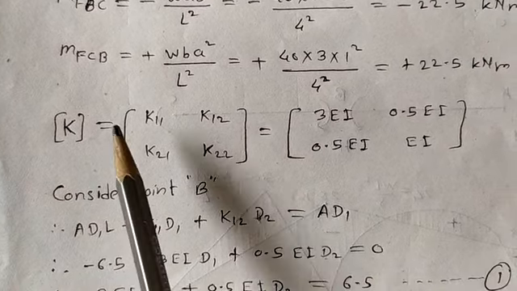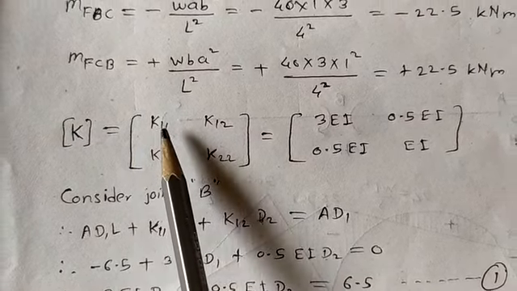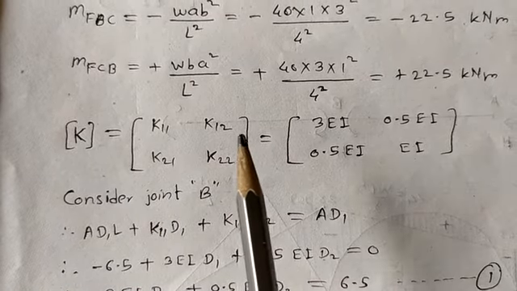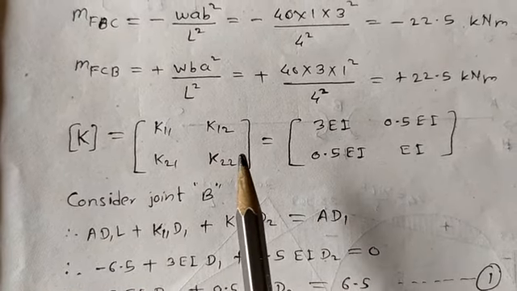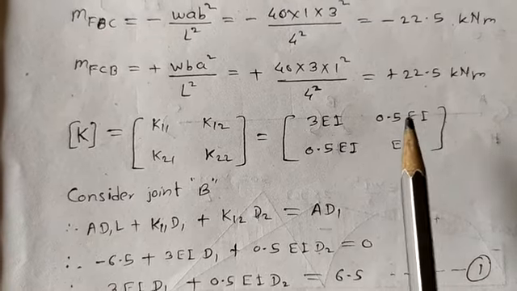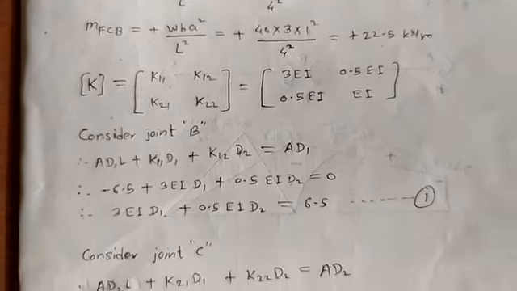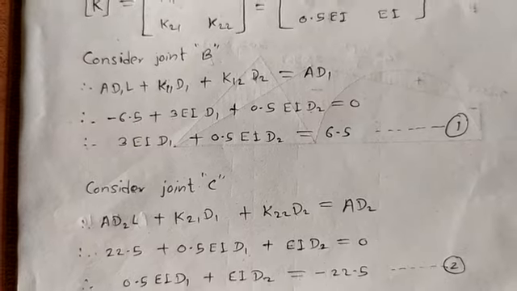so it must form a 2 by 2 matrix. So here I have written the stiffness coefficient matrix. This is called the stiffness coefficient matrix. I have shown the stiffness coefficient matrix, so we are getting these values.